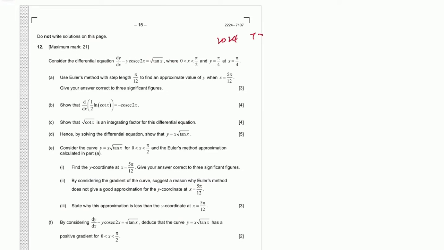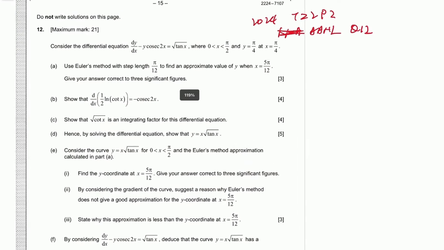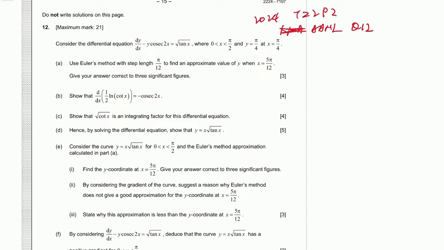2024 time zone 2, pivot to AHL. AHL, Question 12. It's the last question of the paper. So again, by tradition, it's either Maclaurin or differential equation. This time it's differential equation.